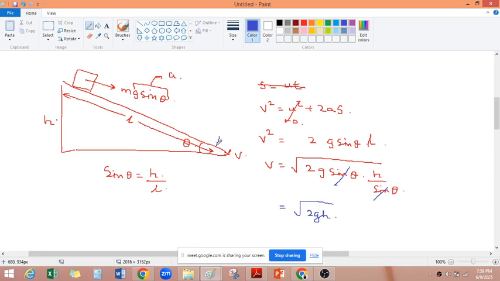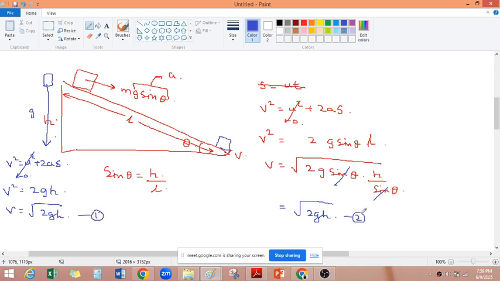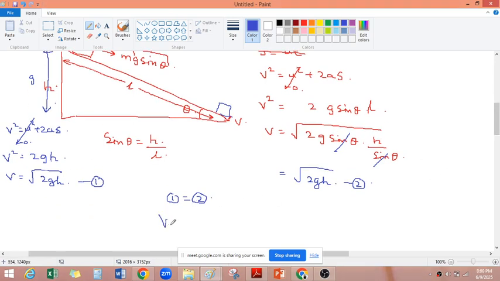This is for the sliding block. What about the bag over here falling down? So again you can do the same thing. V squared is equal to u squared plus 2as. U squared is 0. V squared is equal to 2. What is the acceleration due to gravity? Acceleration is g, right? So that means I can directly put g. S is your height h. That means V is equal to root of 2gh. That means 1 is equal to 2. So 1 is equal to 2, which means velocity of the bag is equal to velocity of the man on the inclined plane. Hence proved. Do you understand?